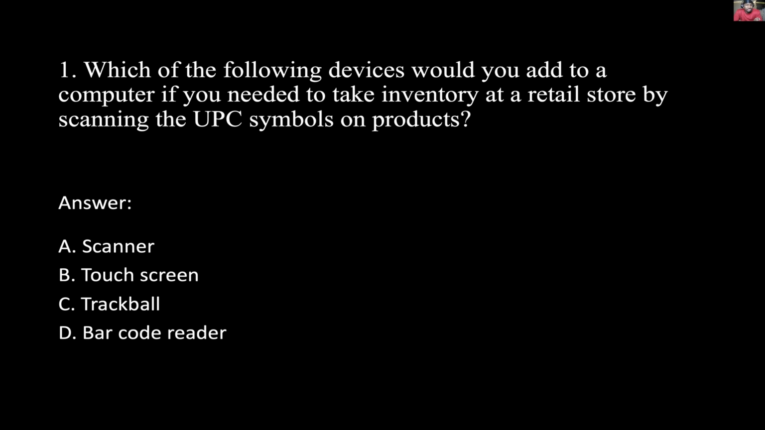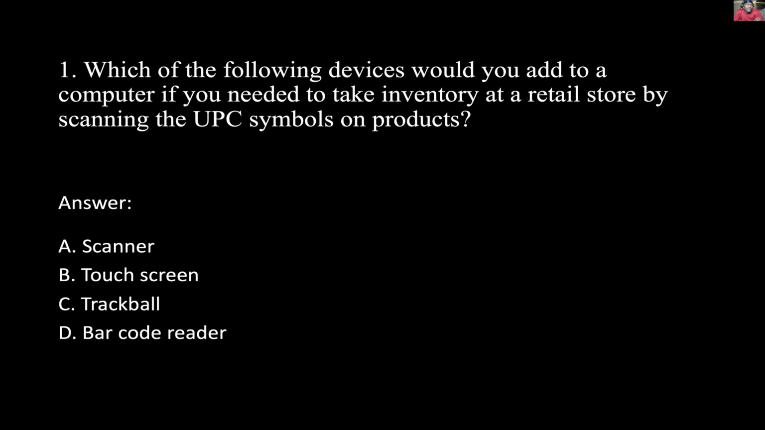Answer A, scanner. B, touchscreen, like self checkout touchscreen. And C, trackball. I don't know if anyone knows the trackball, but some must use it, some kind of a ball. I have a phone that uses one, a T-Mobile Sharp. D, barcode reader.